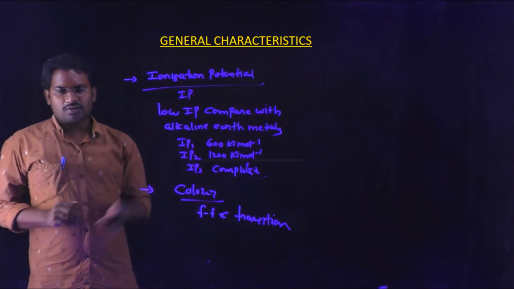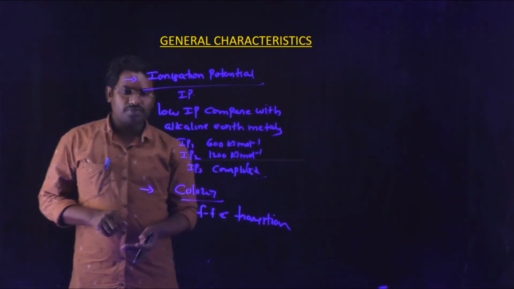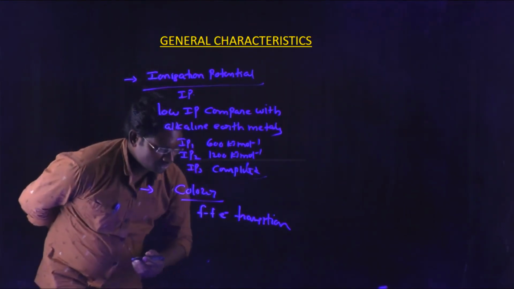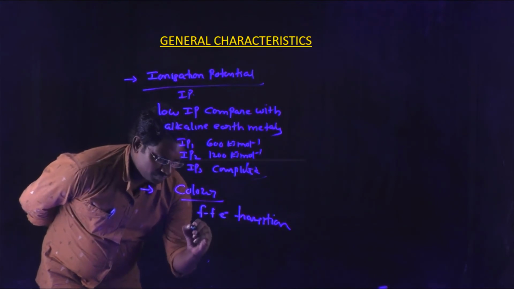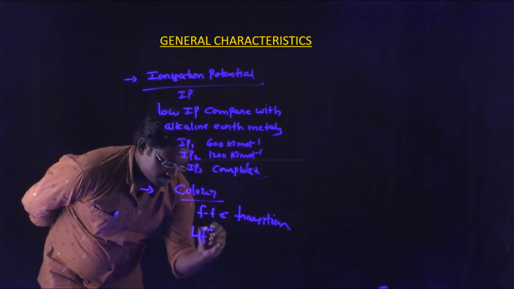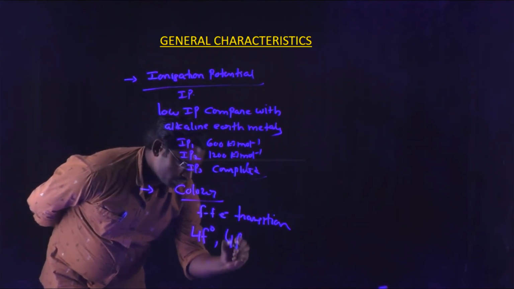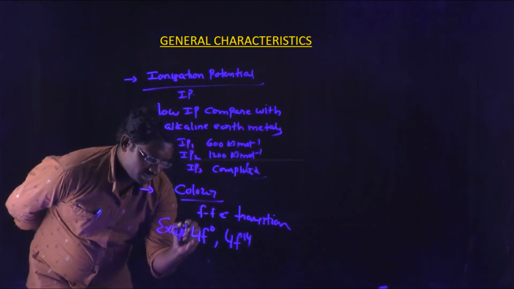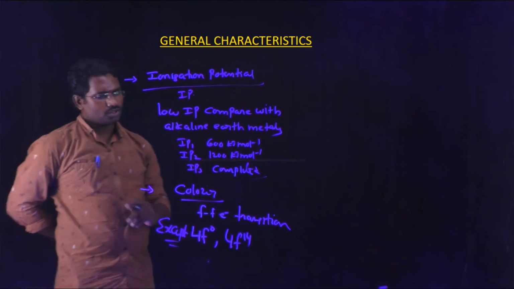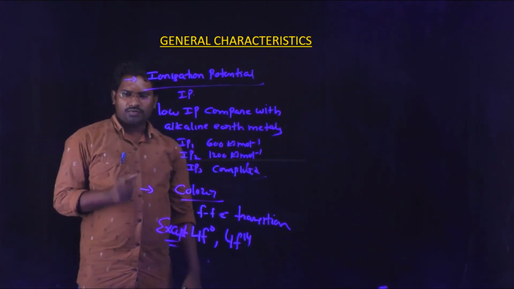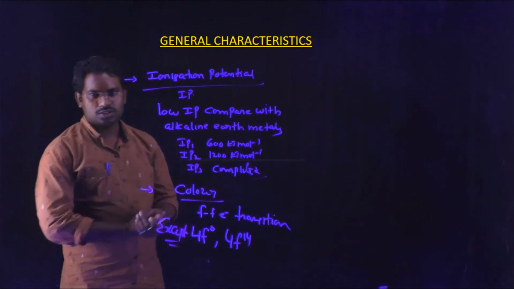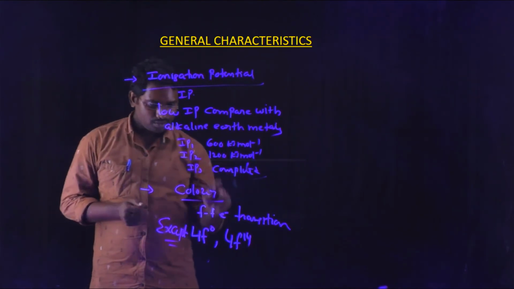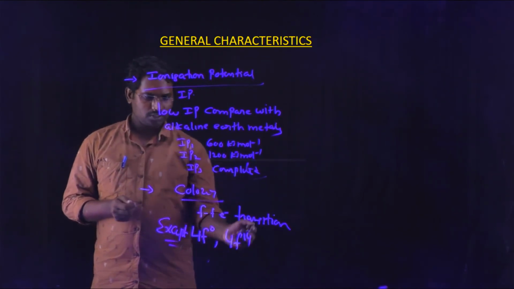So in case of F block elements also, due to the FF electron transition taking place, they possess color. Except the F block elements which have 4F0 and 4F14 electron configuration, all remaining F block elements possess some color.